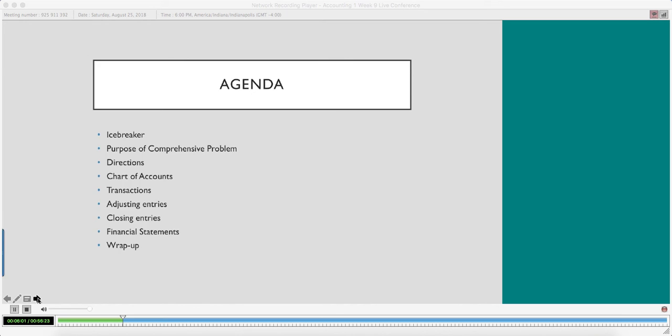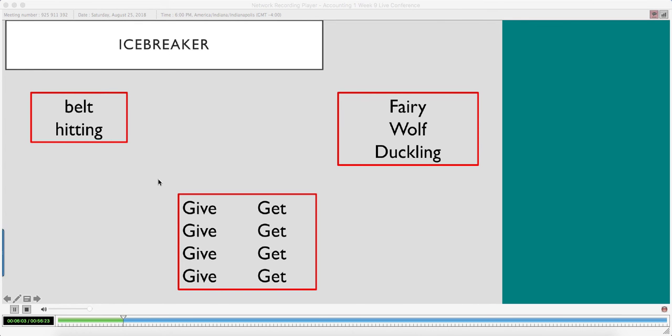Okay, so the icebreaker is, again, something different. So what do you think each of these red squares mean? You can type it in the chat. You can connect your audio. It's whatever you feel more comfortable with. So great job. Cassandra's got the first one. Hitting under the belt or hitting below the belt.